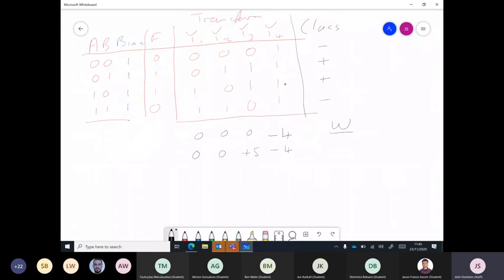Right. Next pattern has to be positive. It is going to be minus 4 times 1 is minus 4, plus 1 times plus 5, minus 4 plus 5 is plus 1, positive. It's correct. Final pattern, minus 4 plus 0 plus 0 plus 0, negative. Correct. Solution.